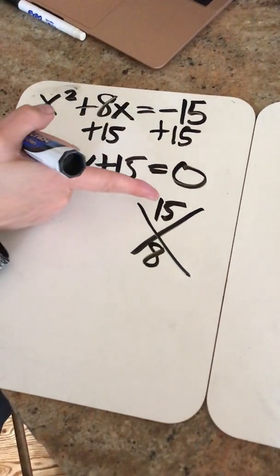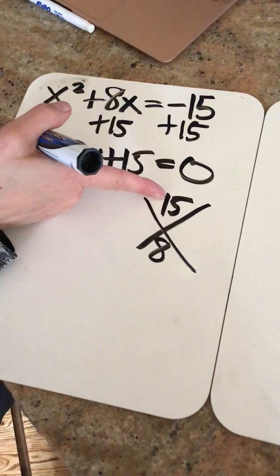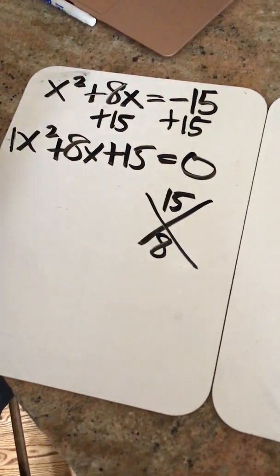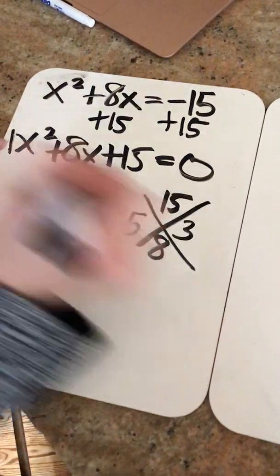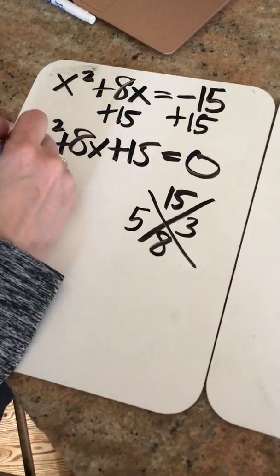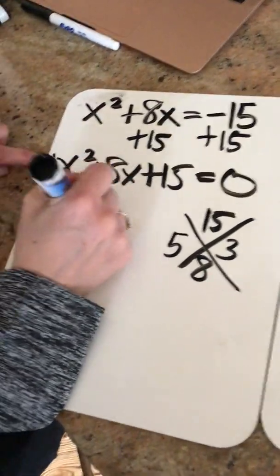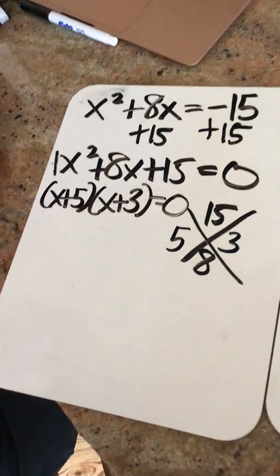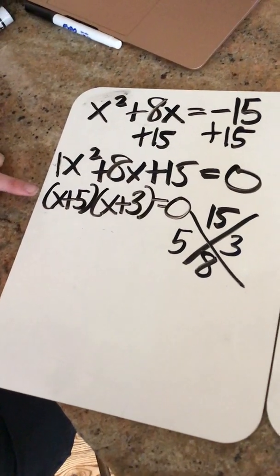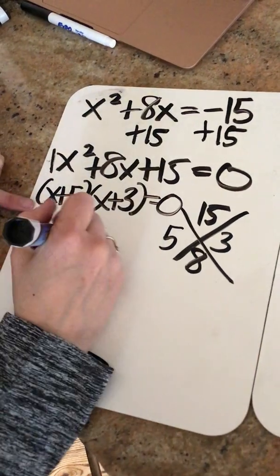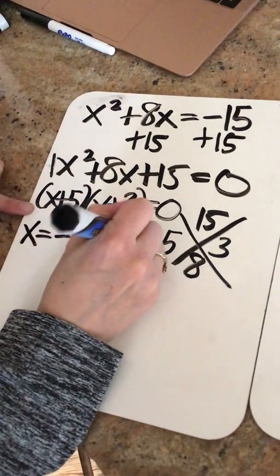In order to get a positive up here, I either need 2 positives or 2 negatives, but I want a positive down there, so I know it's 2 positives. And those two numbers are 5 and 3. I do not need to do a box here because this number is just a 1, so I get (x plus 5)(x plus 3) is equal to 0. So then it's very easy using my zero product property. I figured out that x is equal to -5 and -3.